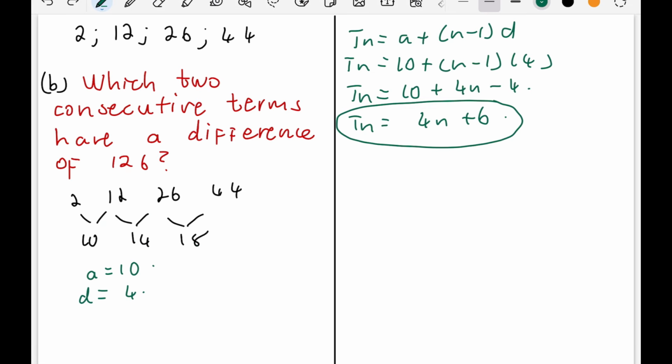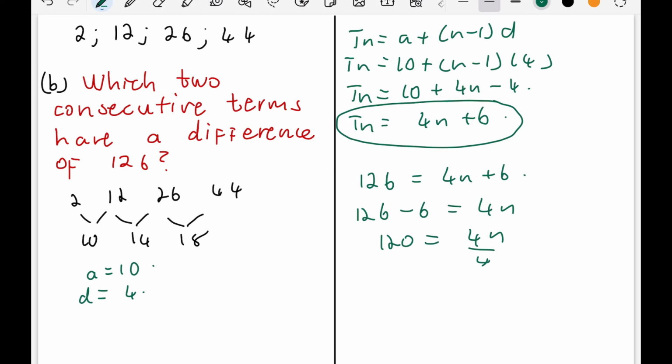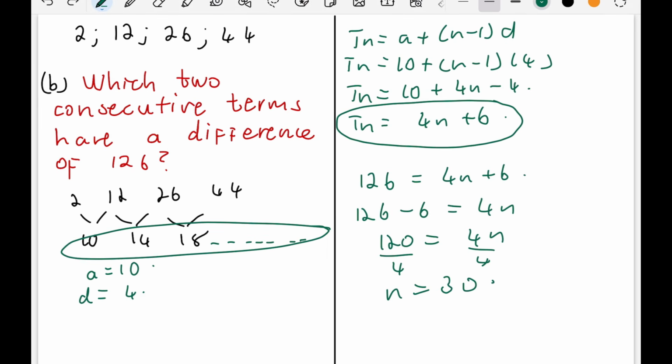And the question is, when does that pattern have a value of 126? And so we plug in 126 in place of Tn. We get here 126 minus 6 is equal to 4n, meaning 120 is 4n. And if I divide by 4 on both sides, n is equal to 30. In other words, it is the 30th term of this pattern that has a value of 126.